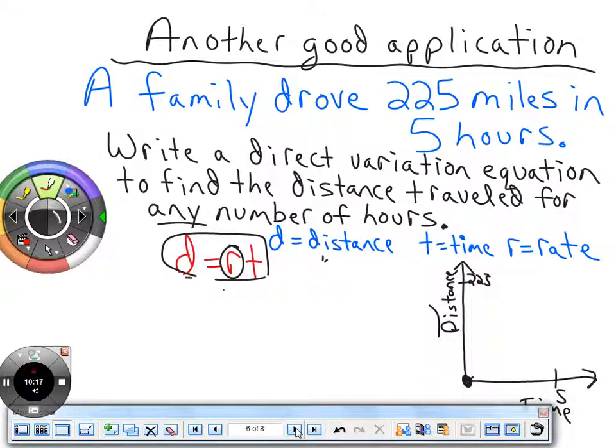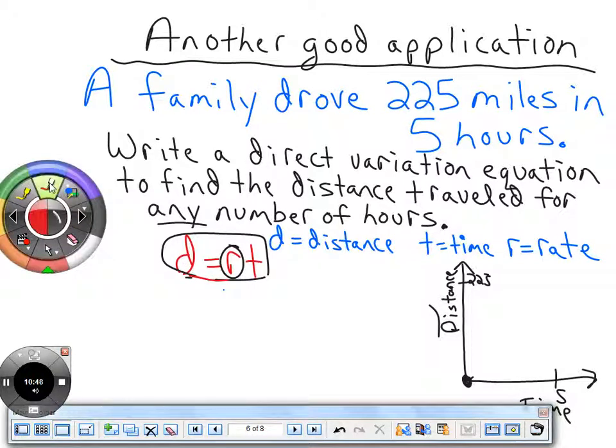Let's say a family drove 225 miles in 5 hours. We would like to write a direct variation equation to find the distance traveled for any number of hours, okay? And we're going to pretty much always let d equal distance, t equals time, and r is the rate. So we start off with our equation. This is on the final a lot. Distance equals rate times time. So I kind of have it circled still from when I was writing it earlier. Okay, so distance equals rate times time.